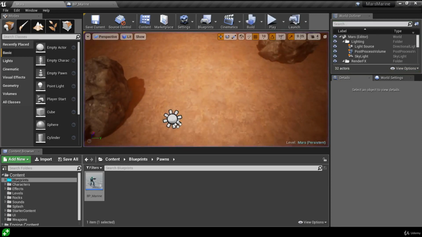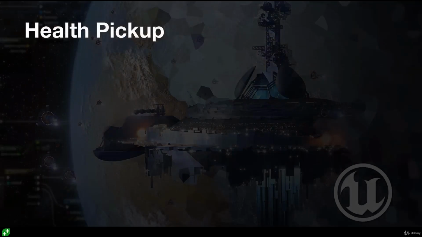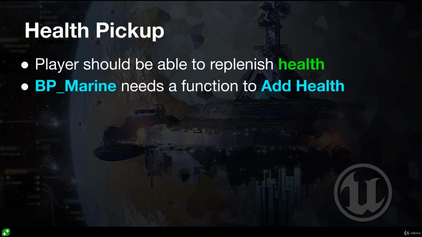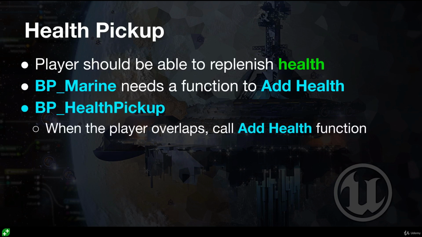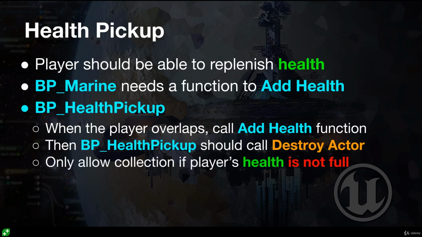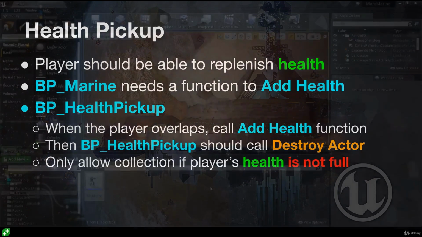Okay, cool. So for the second half of this lesson, we're going to spend some time setting up a health pickup because the player should be able to replenish their health. Now, in order for this to work, the Marine Blueprint class is going to need a function to add health. Once we have this, we can start setting up a health pickup blueprint class. When the player overlaps the health pickup, it should call the add health function, and then it will destroy the actor and remove itself from the level to represent the player collecting the pickup. But we want to make sure to only allow the player to collect the health pickup if the player's health is not already full. So let's take a look at doing this.